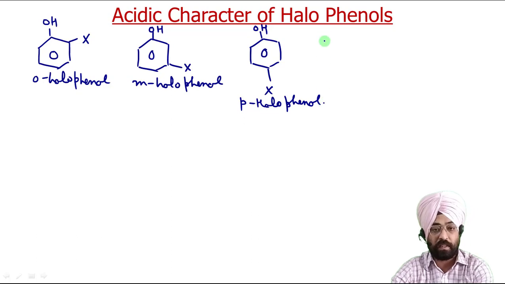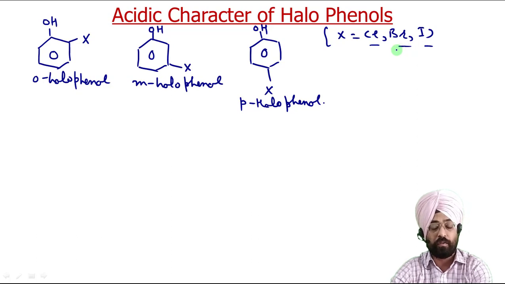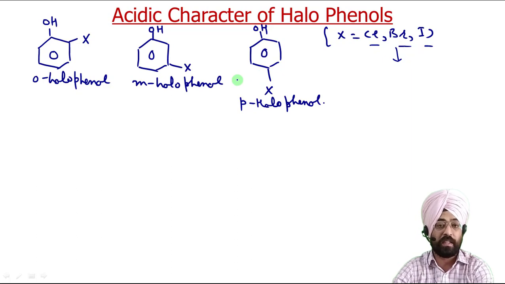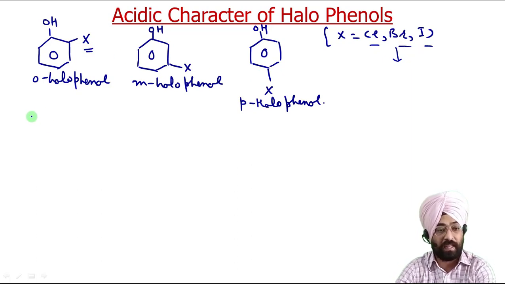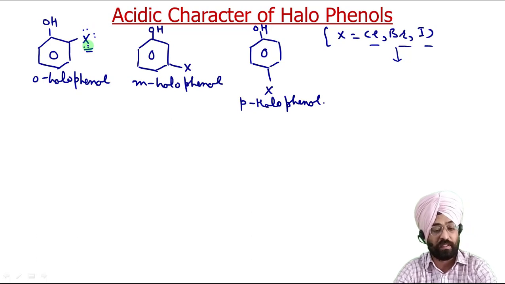Now first I will be discussing the halogens like Cl, Br and iodine. So let us see, if we have these three halogens, orthochlorophenol, metachlorophenol, parachlorophenol, or orthobromo, metabromo and parabromo, what will be the acidic order. First let us see the nature of X. Now this X, which is a halogen, has basically 3 lone pairs of electrons around itself.